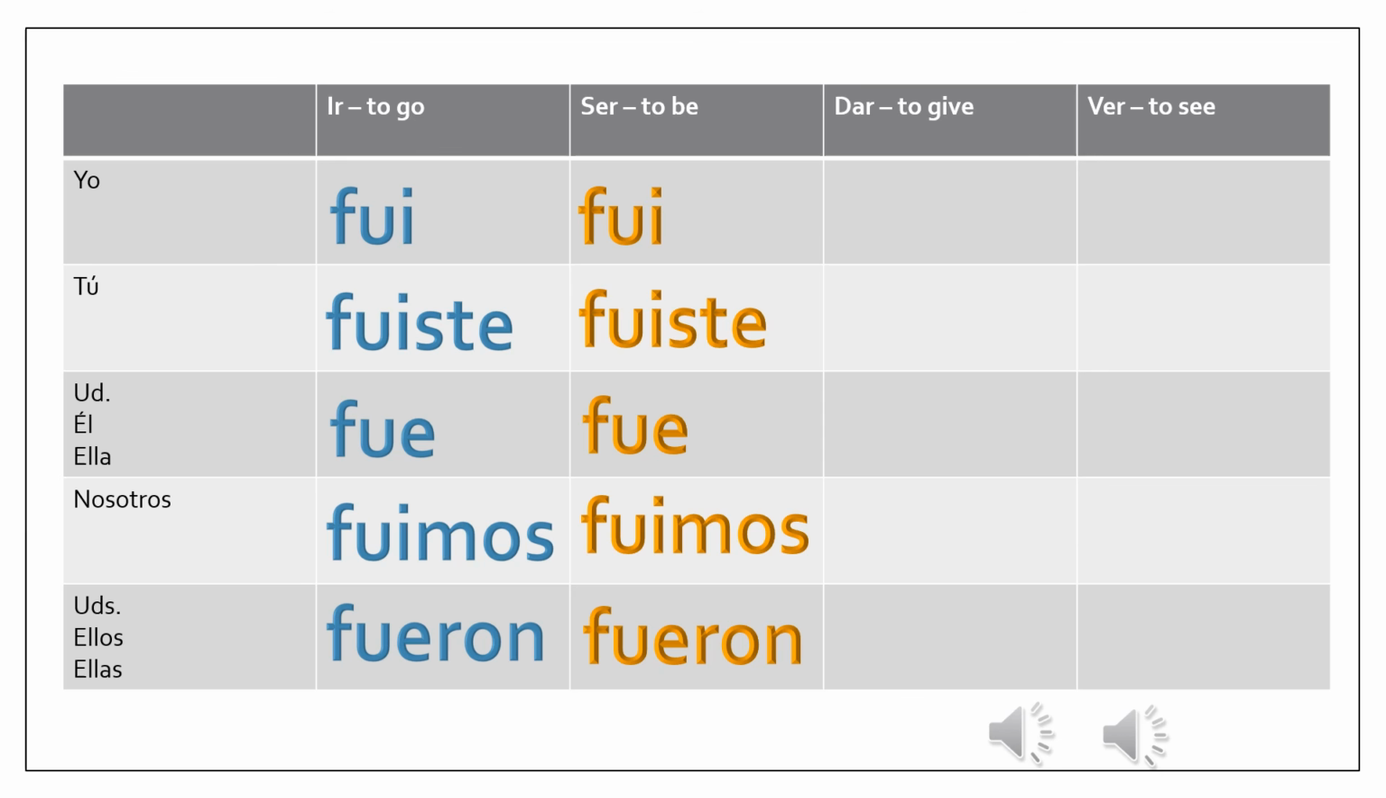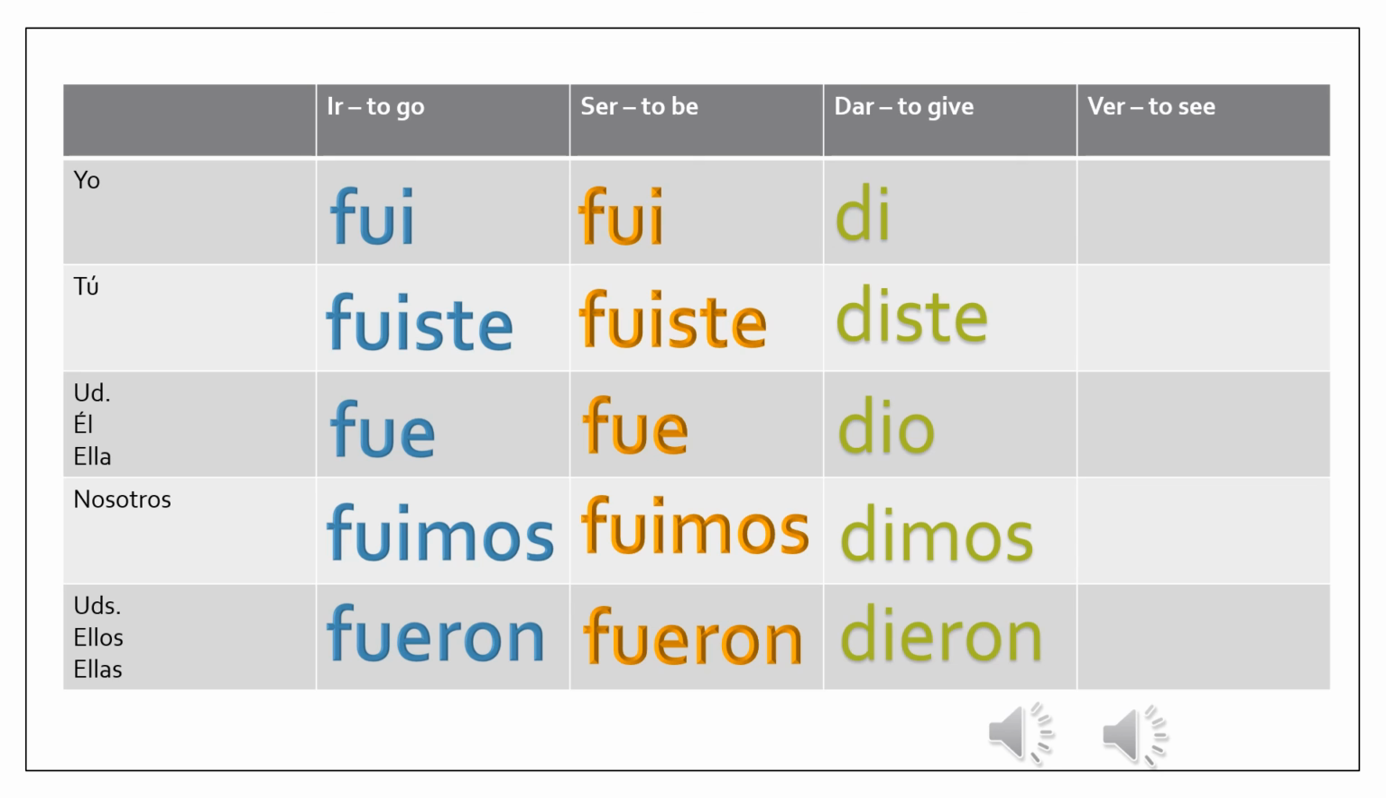Okay, the verb dar in the preterite is di, diste, dio, dimos, dieron. This is grouped in with our really irregulars because it's an AR verb, but we use ER, IR verb endings. The reason we do this is because if we used our AR endings, it would already be another word in Spanish. So to avoid even more confusion, we just use the ER and IR endings.